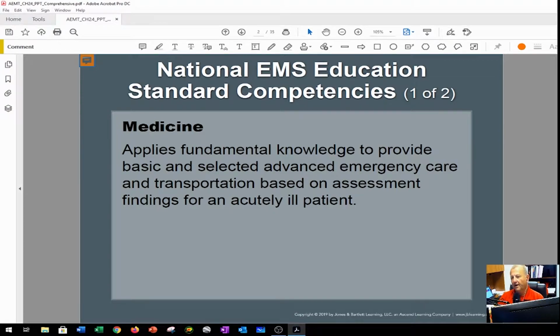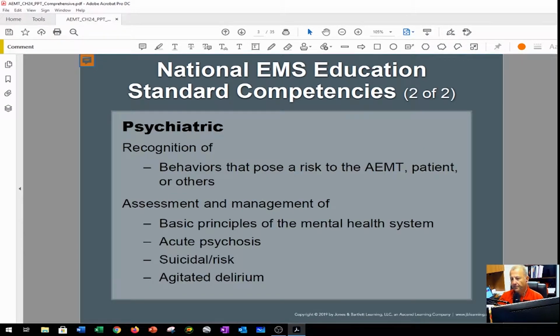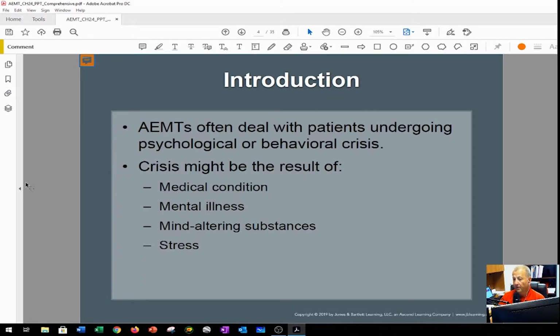Okay, just the standard competencies here. Be able to recognize a psych patient and then be able to assess and manage the psychiatric emergency. So let's talk about it.